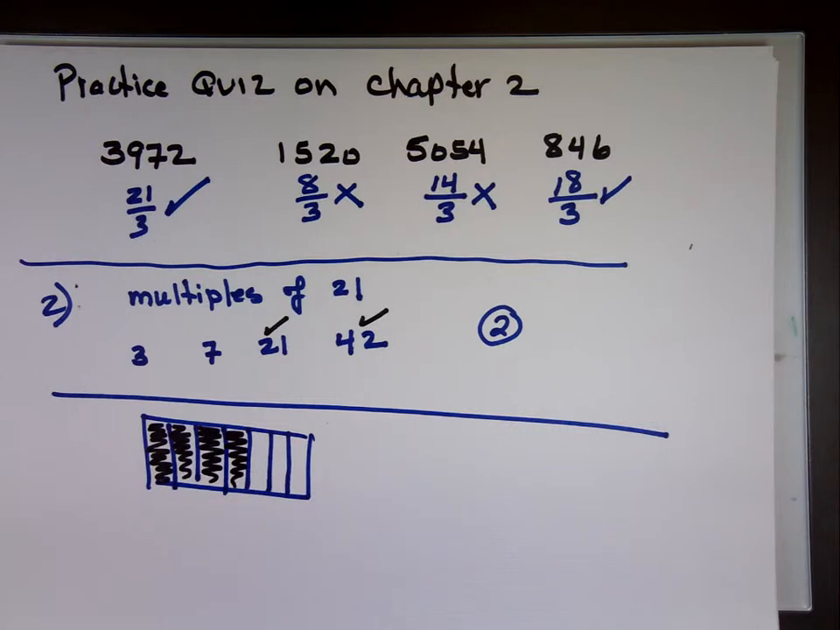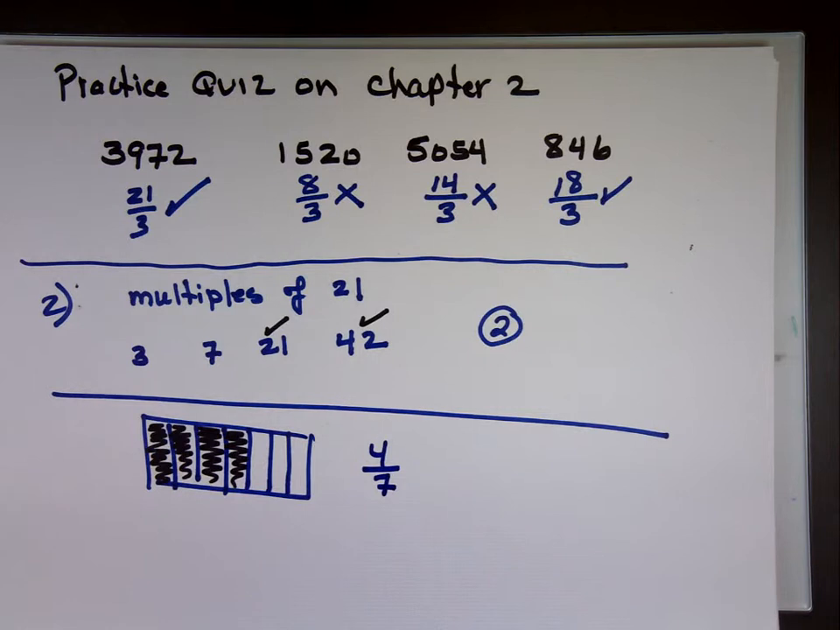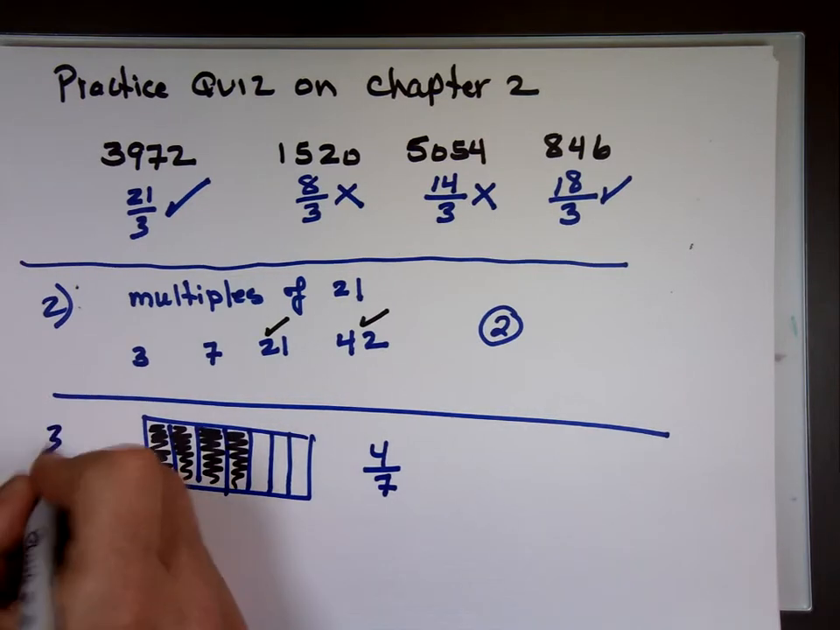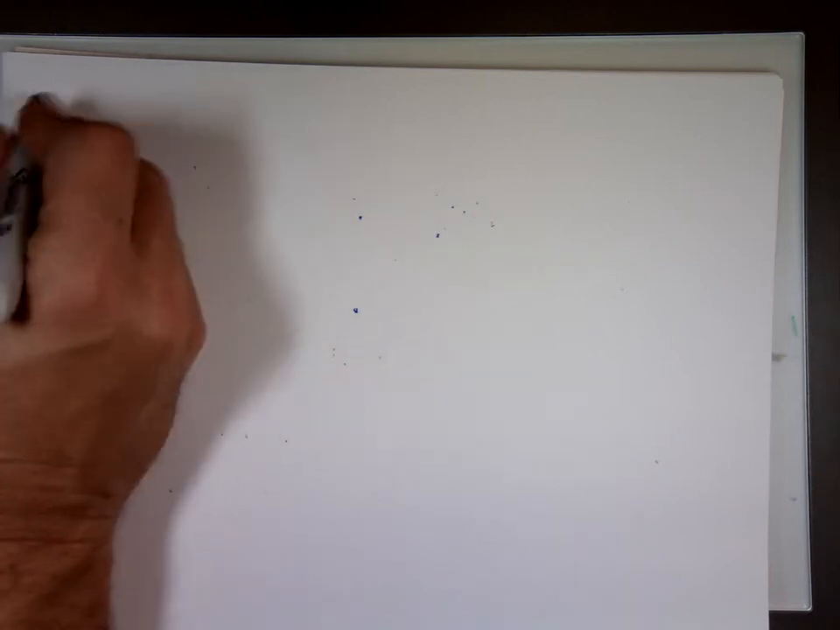The question is, what part of the graph is shaded? 4 out of 7. 4 pieces out of the 7 pieces. Next question. So now we're looking at question number 4.